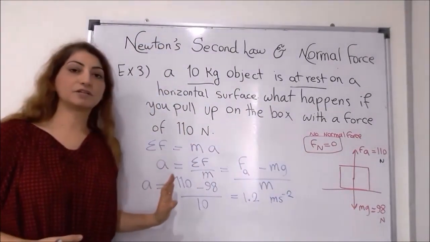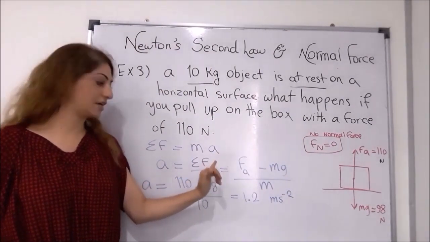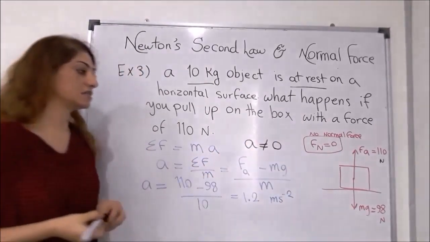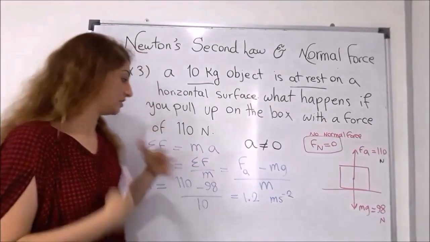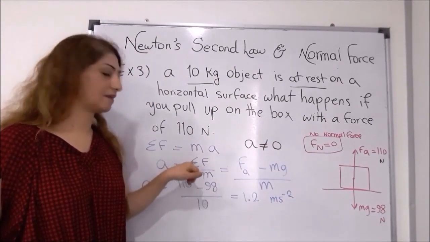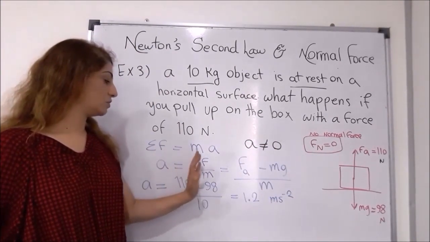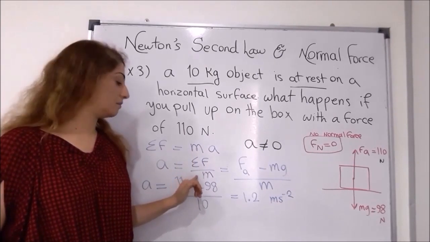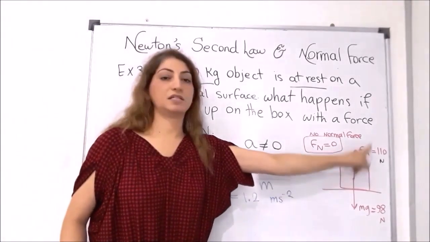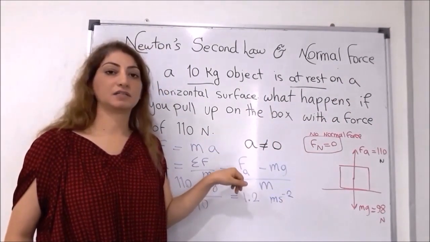If I want to calculate the acceleration, it becomes like this. The sum of the forces equals mass times acceleration. Acceleration is not zero. We have acceleration. The object has acceleration because it's moving. And how much is the acceleration? You have to calculate it. You bring them to the other side. So acceleration equals the sum of the forces divided by the mass of the object. The sum of the forces means the forces in this direction, you sum them all together and consider the sign of it as positive.